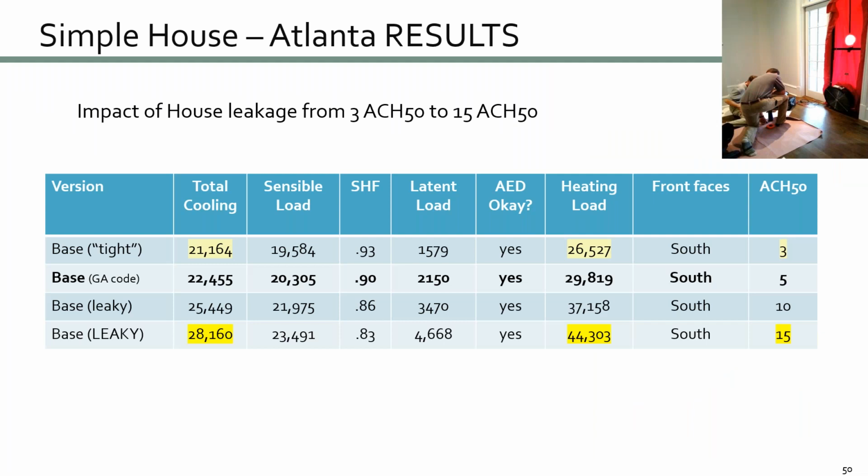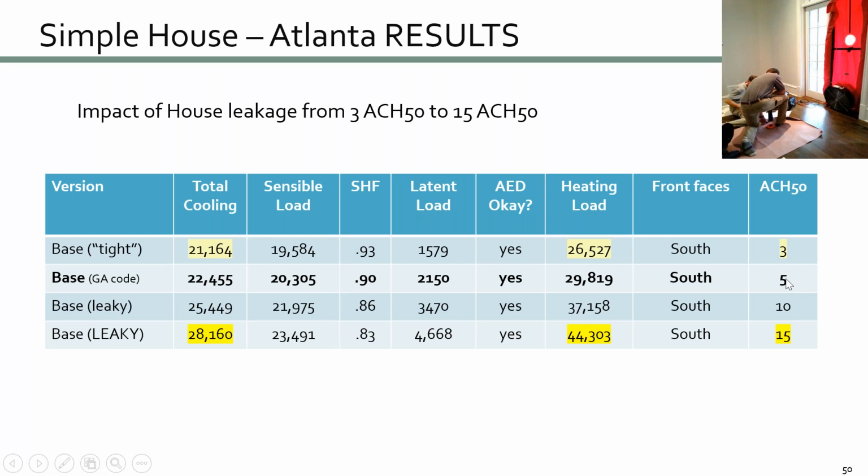The last thing I wanted to show you is the impact of house air leakage. When you're at 5 ACH 50, that was our base case. If I make it a little tighter, like what the code should be in Georgia, 3 ACH 50, you can see our cooling load drops a little bit. Our heating load dropped 3,000 BTUs. So a decent swing.